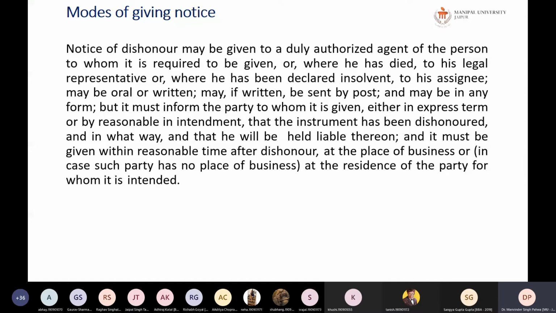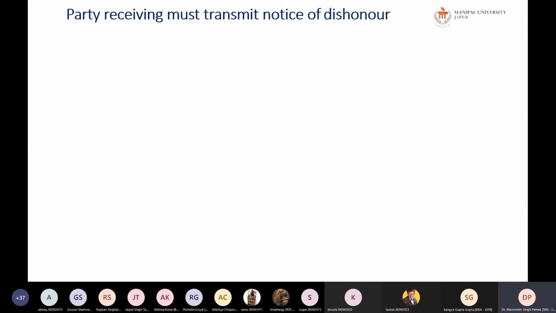So what is the intention? The intention is to make that person liable, and that's why we are giving the notice to them. Okay, and it must be given within a reasonable time and at the place of business. If that party does not have any place of business, then the notice can be served at his home also, but the notice has to be served anyhow.